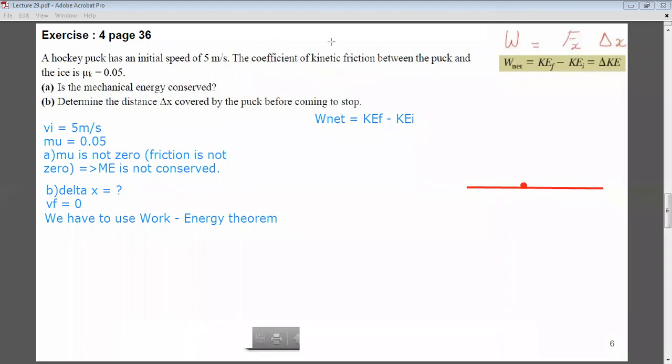And the forces acting on this object will be the weight, the normal, and friction. They didn't say there is any other force. So these are the only forces I have. So this is normal. This is W. And this is friction.